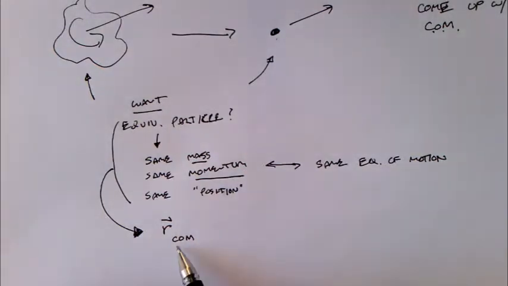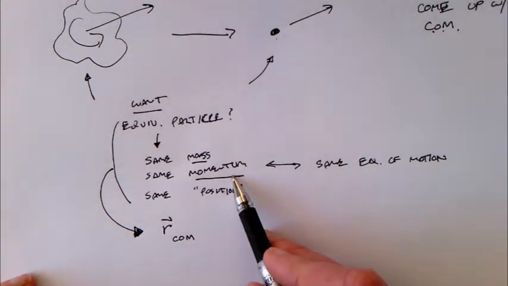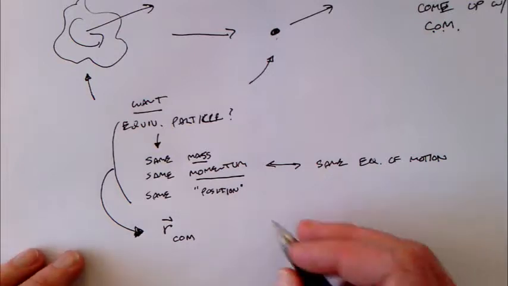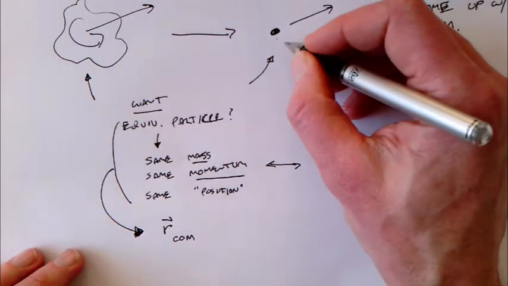So we've said we want to find this position of the equivalent particle. Well, how are we going to do that? We need that to be such that the particle has the same momentum. We've already established that the particle has the same mass. So let's think about what this fictional particle must be like.